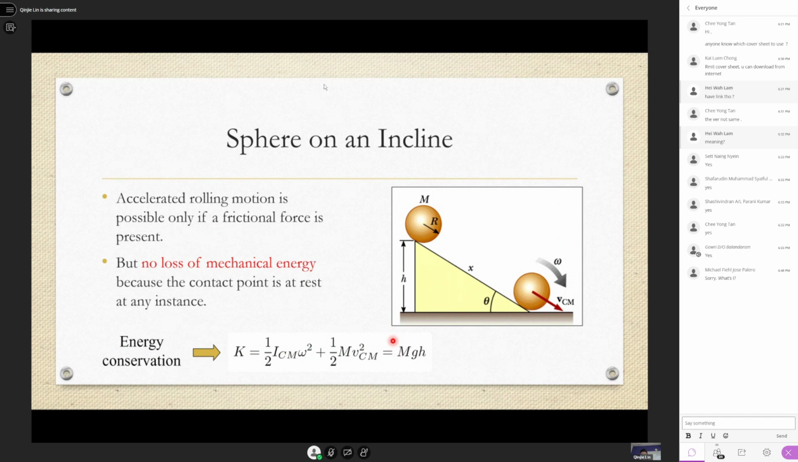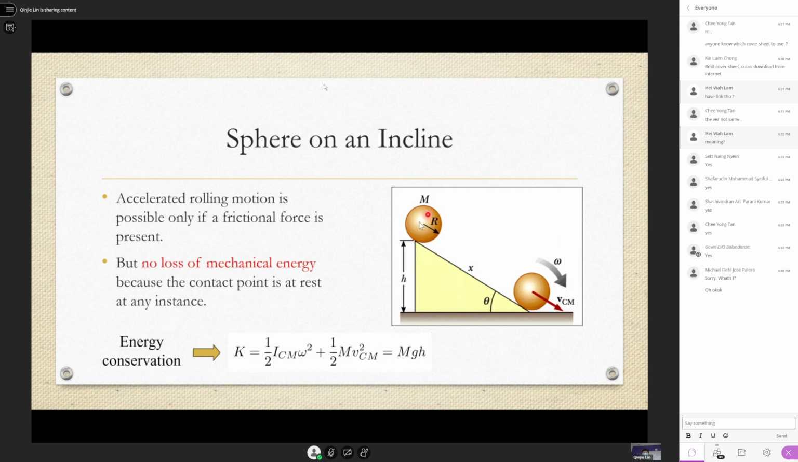Michael asked, what's I? That one we have learned in the previous topic, it is the moment of inertia. I is the moment of inertia. It's analogous to the mass, but when we study angular motion, there will be this I appearing, the moment of inertia. So that's the one that we are talking about. Okay, then we continue.